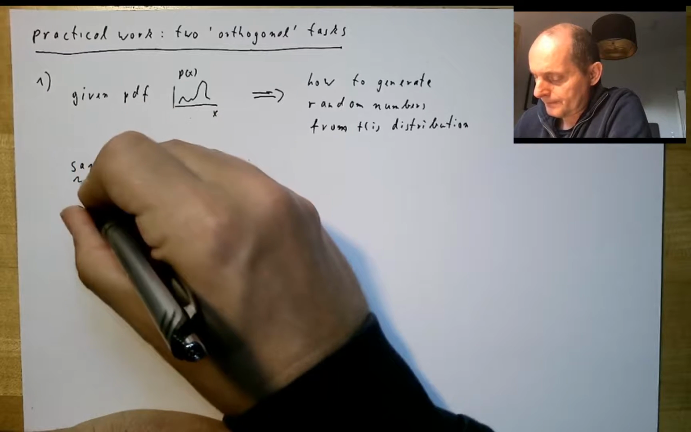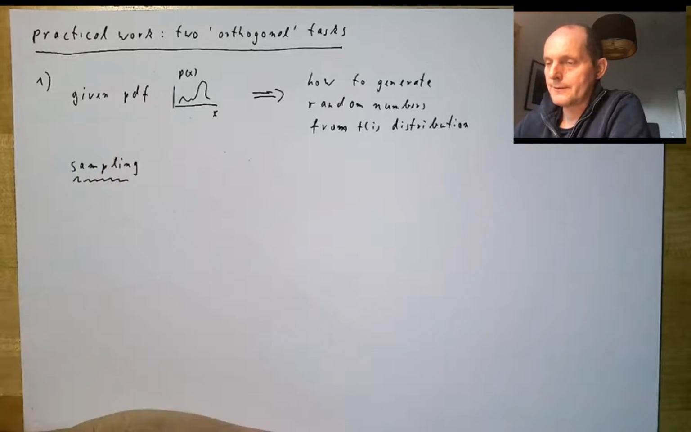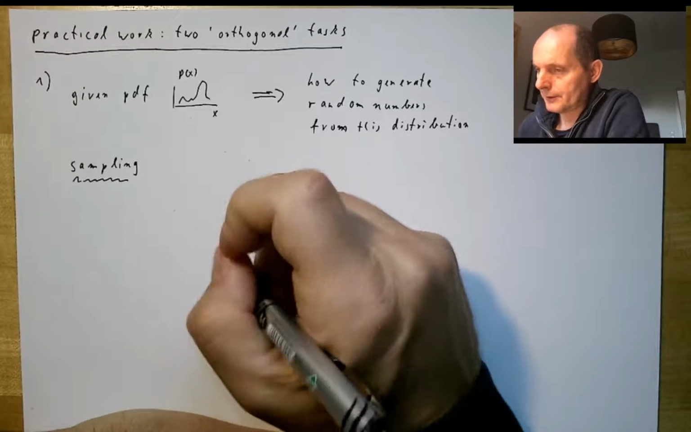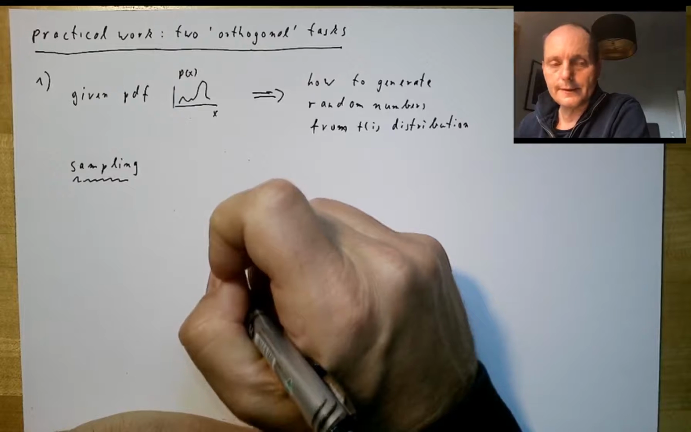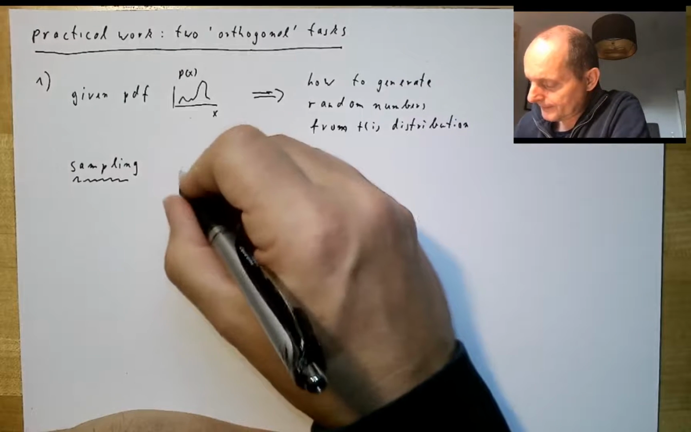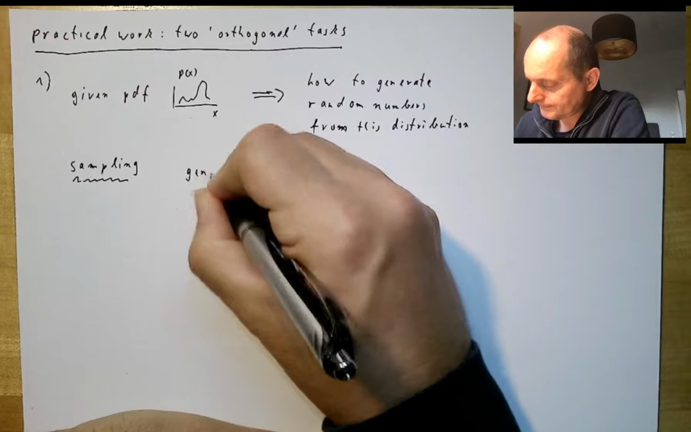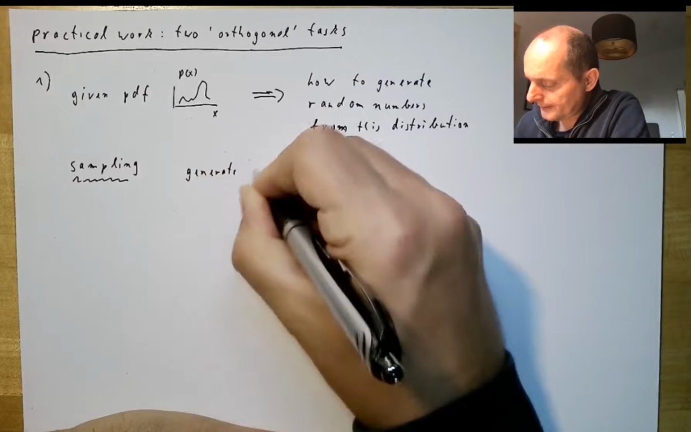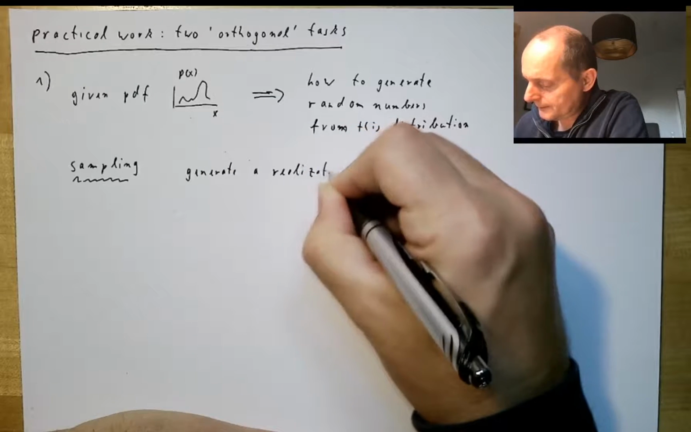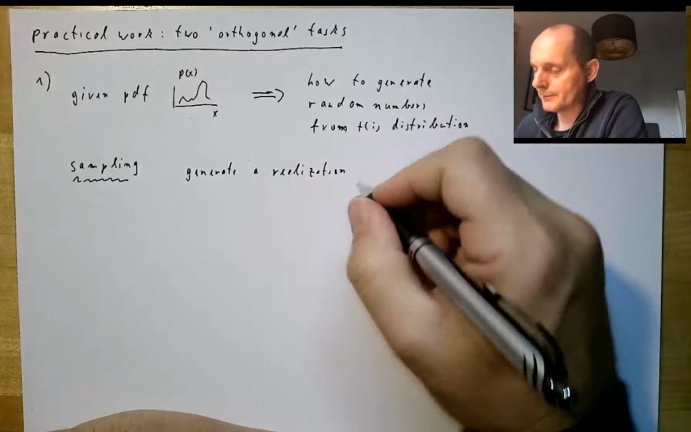So we have to find some methods how to do this. How to generate, we can also call it how to generate a realization of the random numbers.